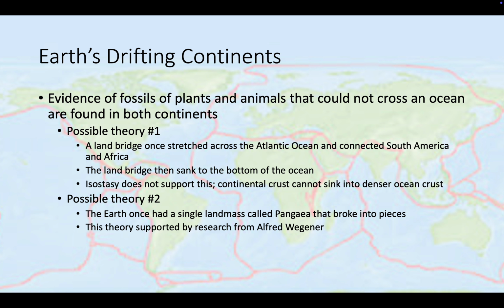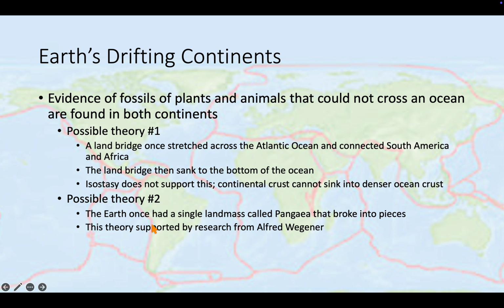So one theory was that a land bridge once stretched across the Atlantic Ocean and connected South America to Africa. So what would have happened to that now? They figure that the land bridge sank to the bottom of the ocean. However, we talked about isostasy in the last unit, and that does not support this. The continental crust cannot sink into denser ocean crust, so it can't just fall down. But that was one of the theories that was supposed to explain this phenomena.